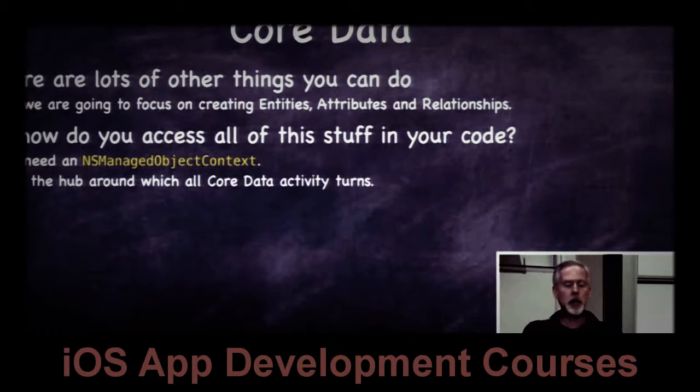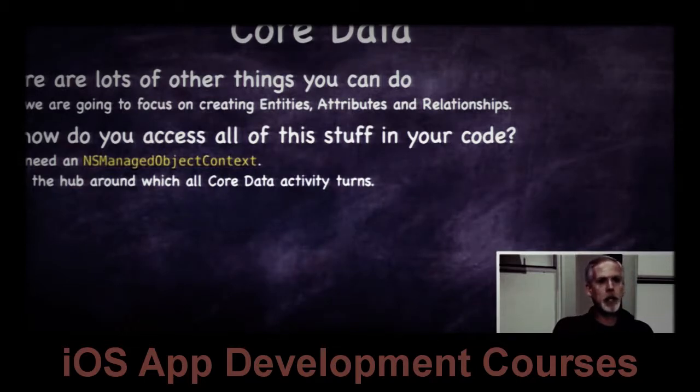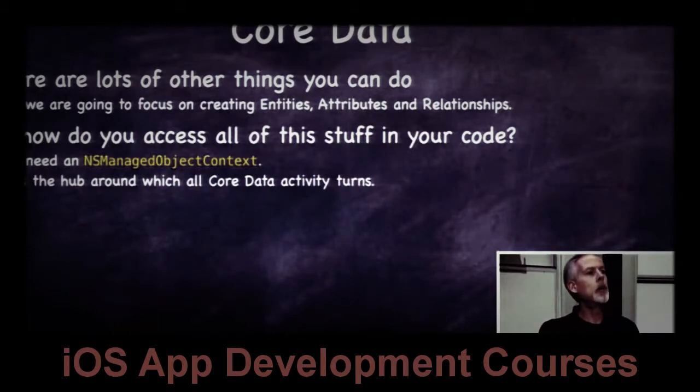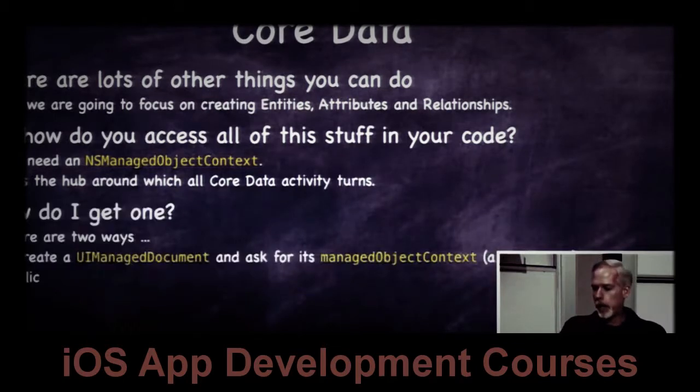So how do we access all of this stuff in our code once we've created this map? And the answer is we need an NSManagedObjectContext. Okay, NSManagedObjectContext. This context is kind of the hook we need to go create objects in the database, set attributes of objects in the database, query for objects from the database. We all do these through this context. So how do we get a context?